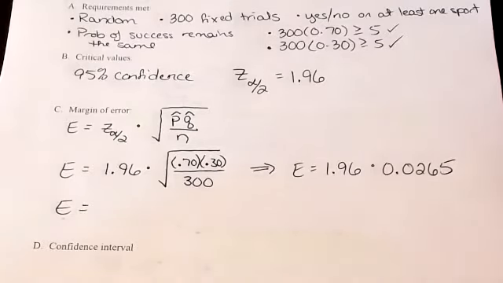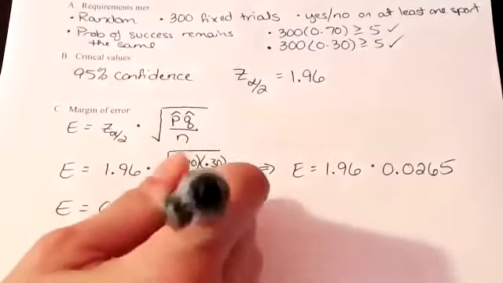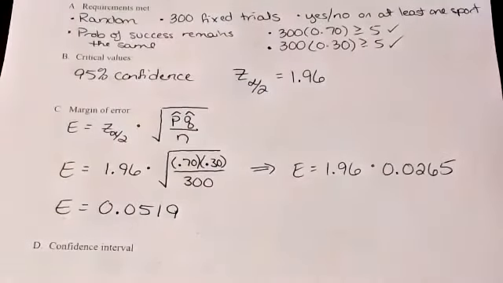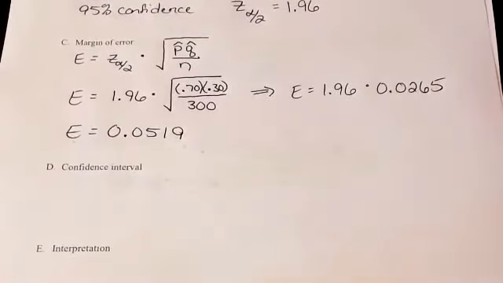We're going to take 1.96, we're going to multiply that by 0.0265, and we find that our margin of error is 0.0519. Our margin of error is 0.0519. We are then going to write our confidence interval. Nick, go for it, no worries. We are going to write our confidence interval.